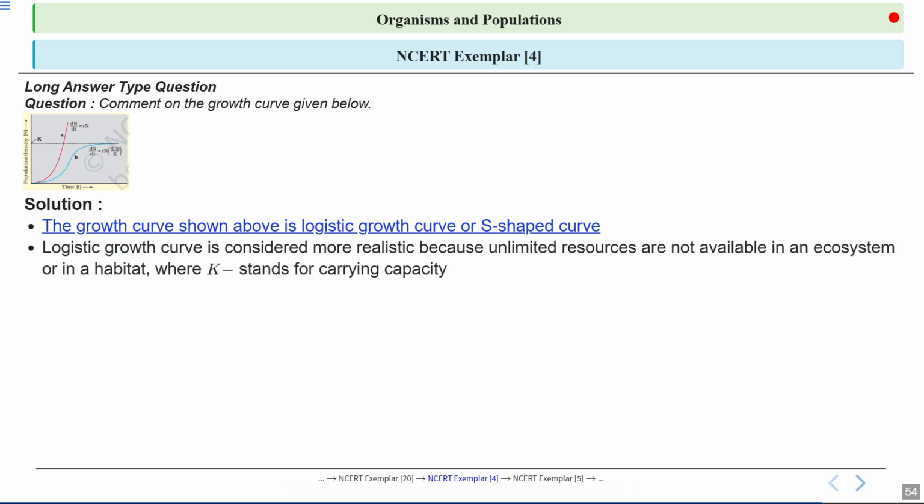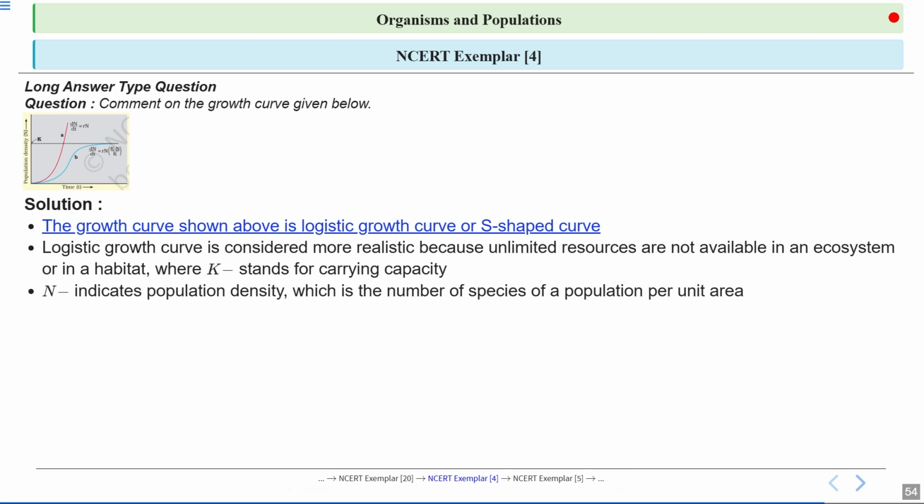Now you can see exponential growth occurs when the resources are unlimited. Logistic growth occurs when the resources are limited. So the logistic growth curve is considered more realistic because resources are always limited. And here the K stands for the carrying capacity. What is carrying capacity? This is the maximum population size that the environment can support. N, what do you mean by N? This indicates the population density, which is the number of individuals of a population per unit area.